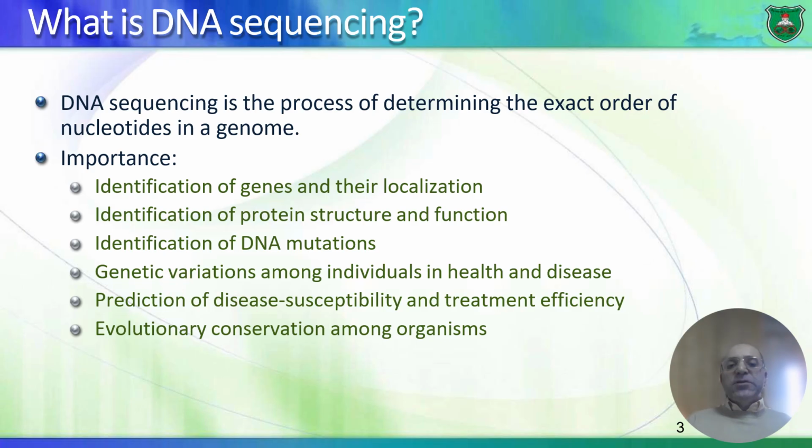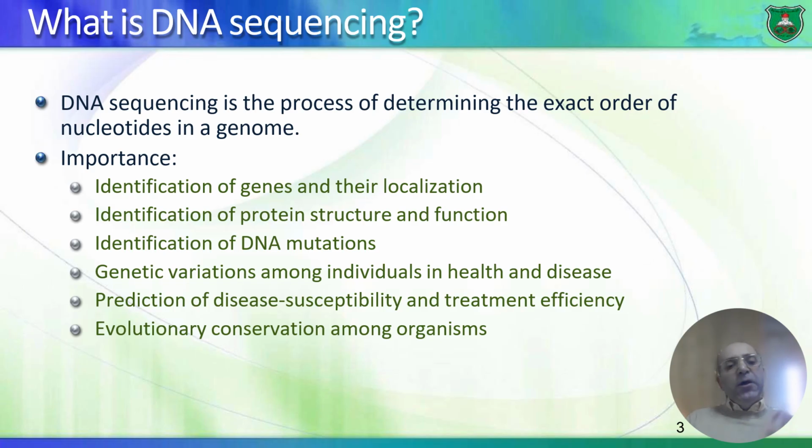In a certain population, for example, we say that people who have a certain disease in this population are more likely to have A in this position. Now, what does that mean? We may not know, but at least we know that this A is linked to having a disease, like we talked about before in single nucleotide polymorphisms. We can predict disease susceptibility and treatment efficiency.